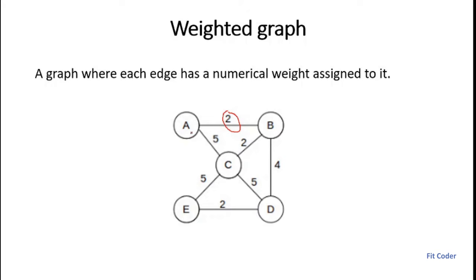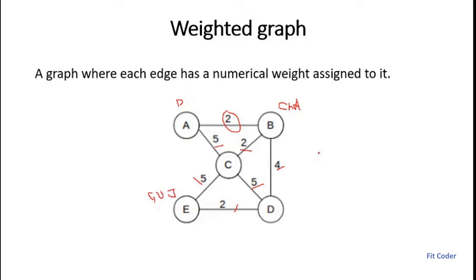If you have to reach from point A to C, you have to incur 5 cost. B to C, 2 cost. B to D, 4 cost. C to D, 5. D to E, 2. E to C, 5. Now where can it be useful? You can think of these as different cities. Let's say A is Delhi, B is Chandigarh, and E is, let's say, Gujarat. If someone asks you the least costly way to go from point A to E, so from Delhi to Gujarat, how can you go?